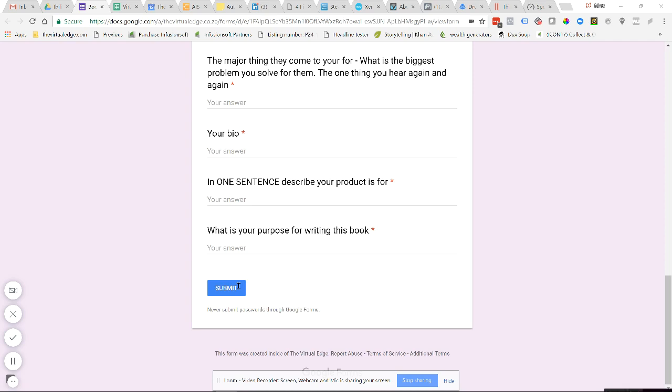Remember, this is a 10 to 20 page power book. So whatever that reason is for you, write that down and write it clearly.